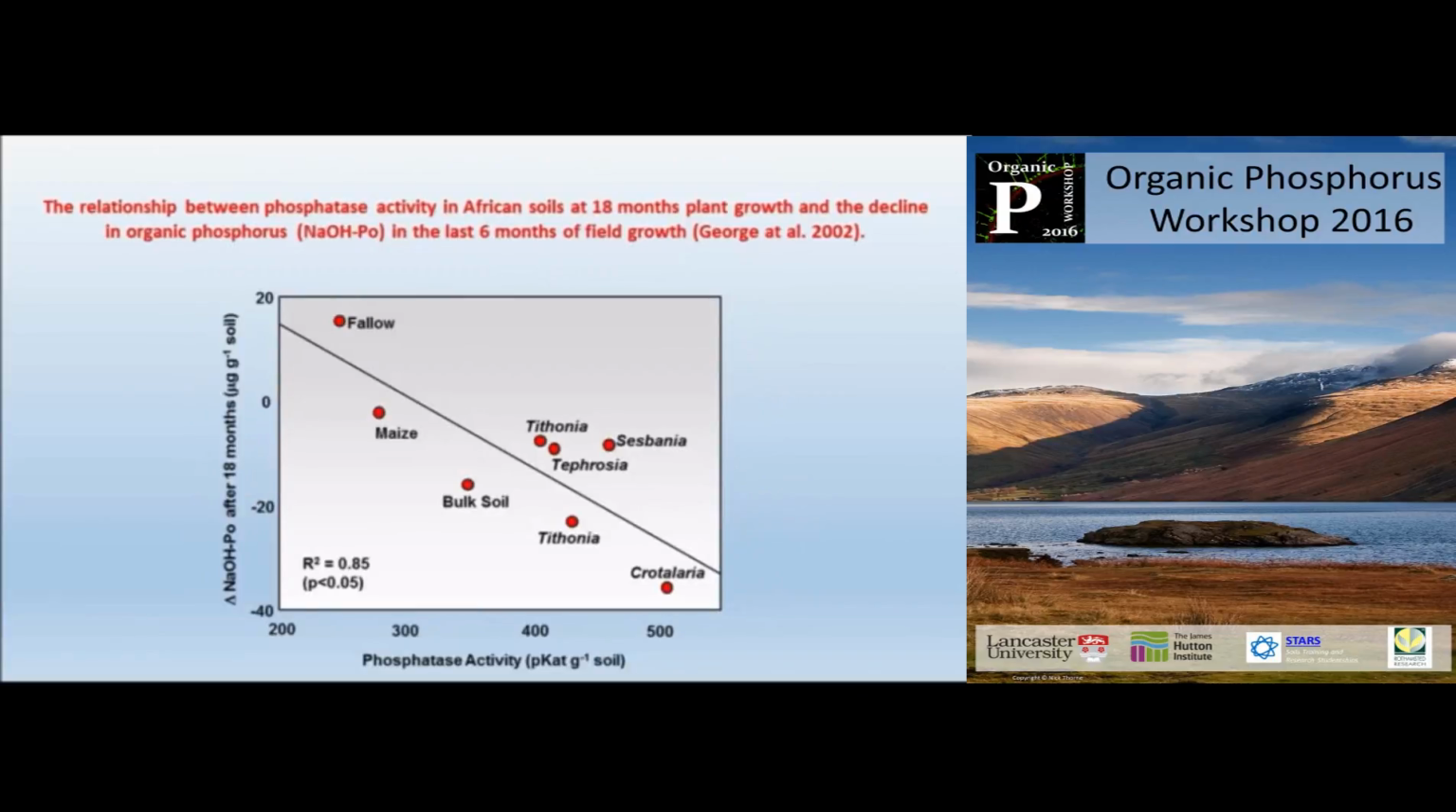And so if you look at that, this is a diagram showing the decrease in soil organic phosphorus, sodium hydroxide extractable phosphorus, and looking at phosphatase activity. You can see here that when you're not growing any plants, you don't get much enzyme activity, you don't get much drawdown. But as you grow different plants, it's a really neat diagram that shows the role of enzymes in terms of mobilizing organic phosphorus.